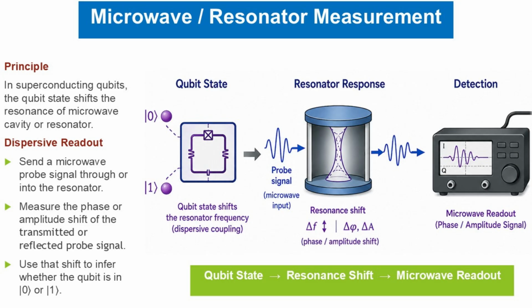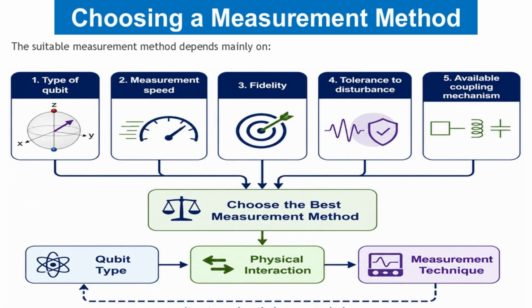Microwave readout is widely used with superconducting qubits. The qubit state slightly changes the resonance of a microwave resonator. As shown in the figure, we send a microwave probe signal into the resonator. The qubit changes the phase or amplitude of the transmitted or reflected signal. By measuring this change, we infer whether the qubit is in state 0 or 1. So the flow is qubit state, resonance shift, microwave readout. Finally, how do we choose a measurement method?